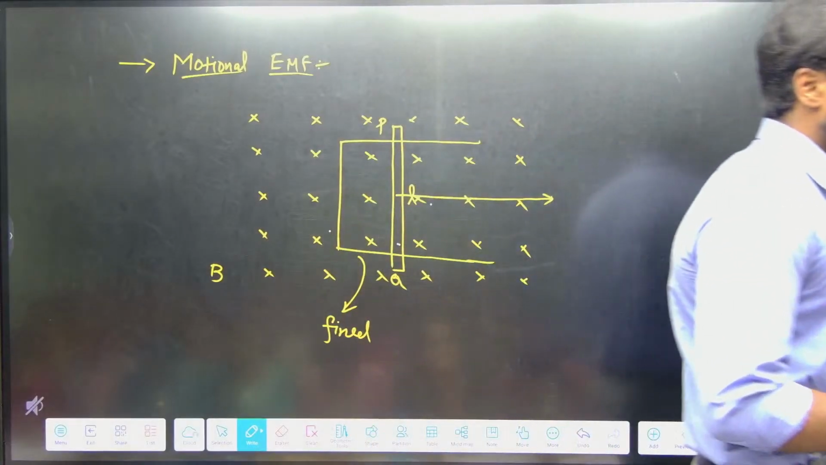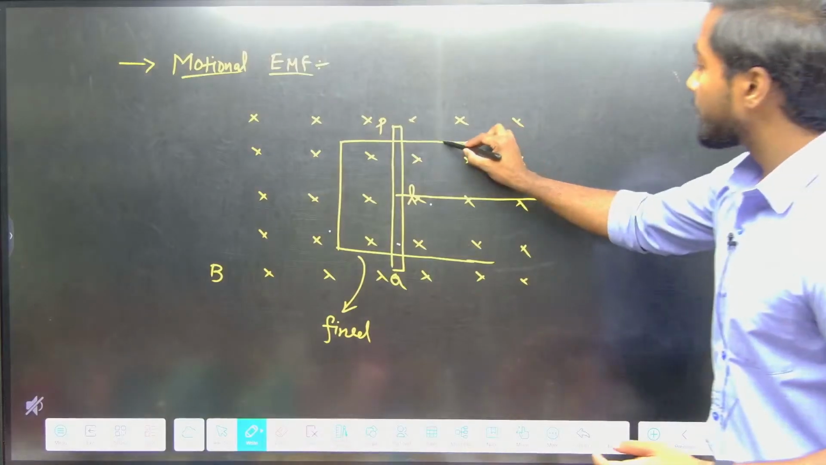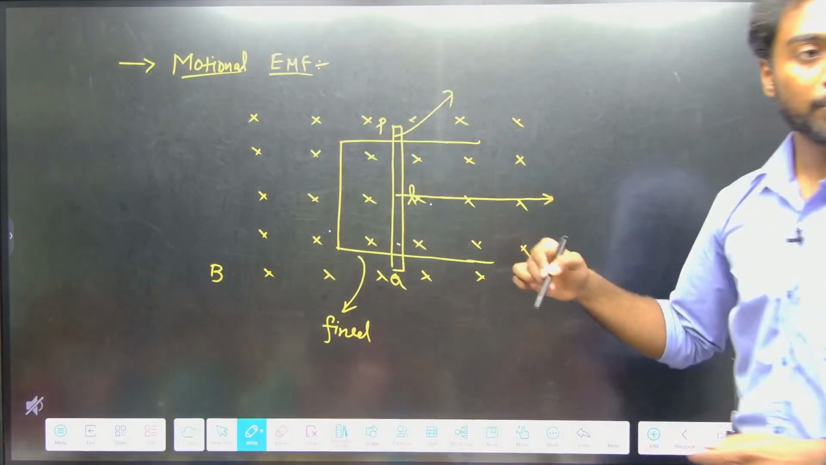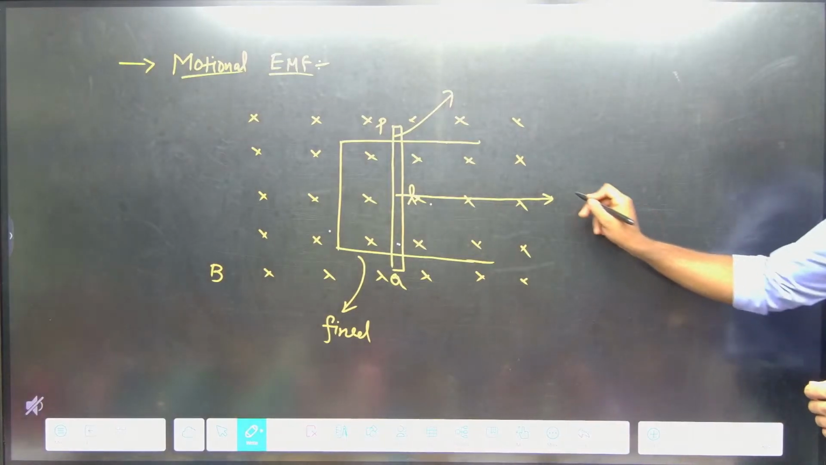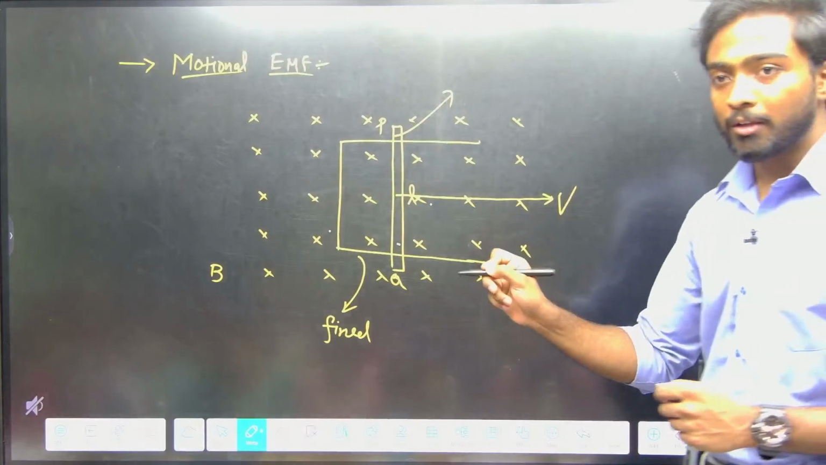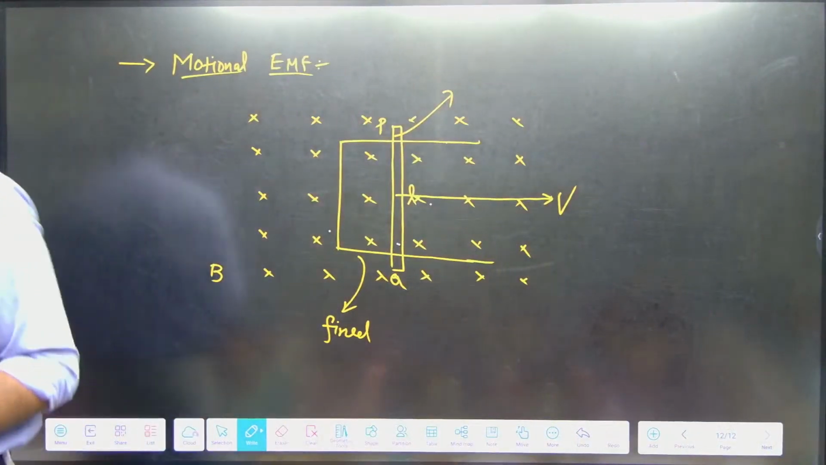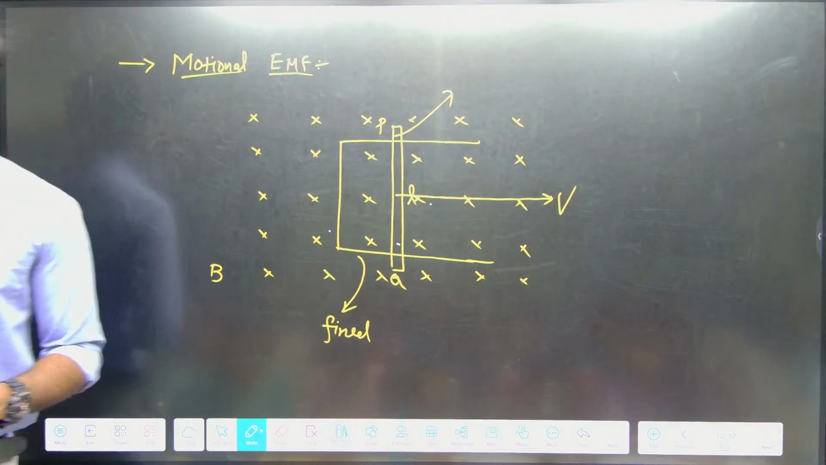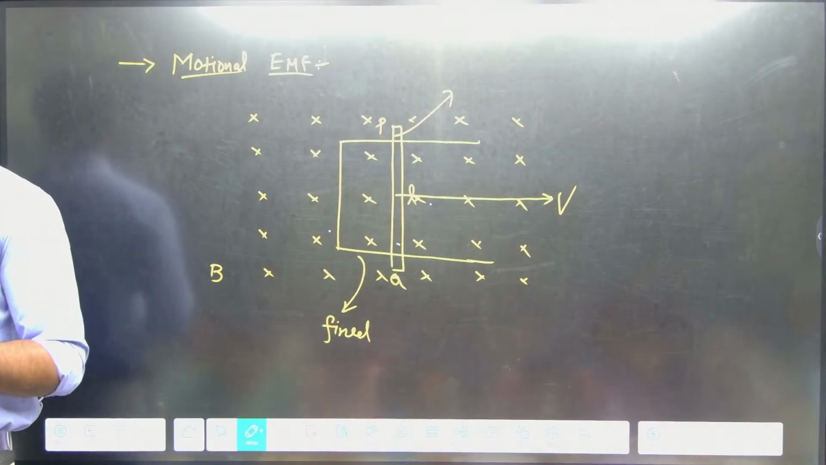When we try to move the rod, this is a fixed rod and this is a movable rod. When we try to move the rod with a velocity v, it creates a change in flux.